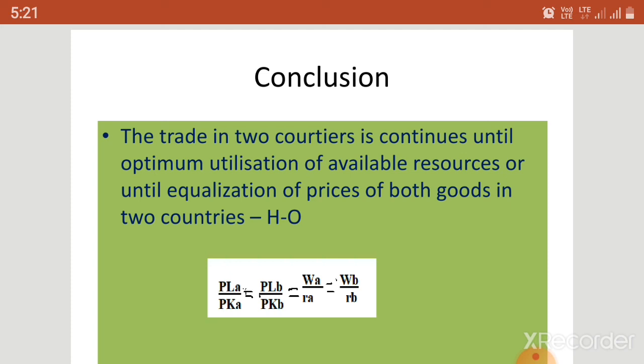So the image below states that the price of labor in A country is equal to the price of labor in B country, and the price of capital in A country is equal to the price of capital in B country, and wages paid in A country are equal to the wages paid in B country, and the rate of interest paid in A country is equal to the rate of interest paid in B country. So this is the Heckscher-Ohlin international trade theory. Okay, thank you.